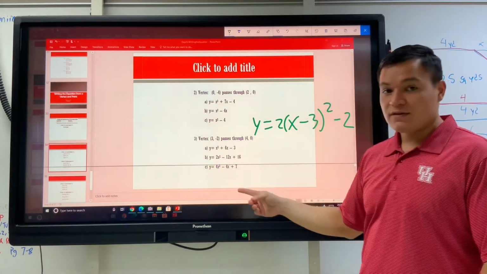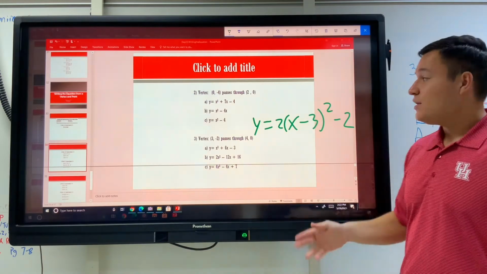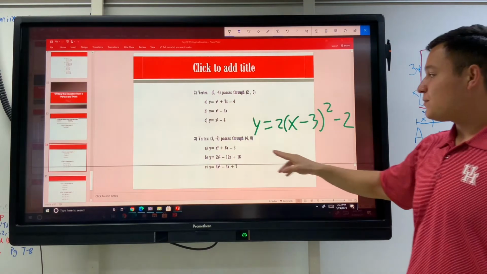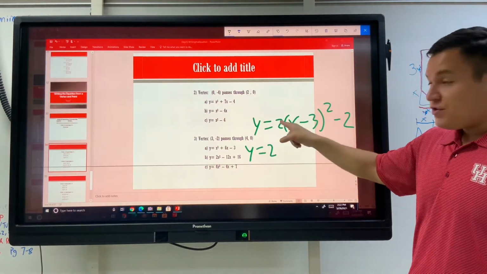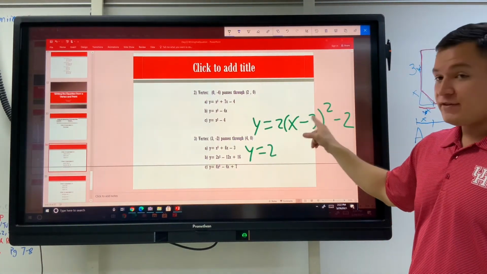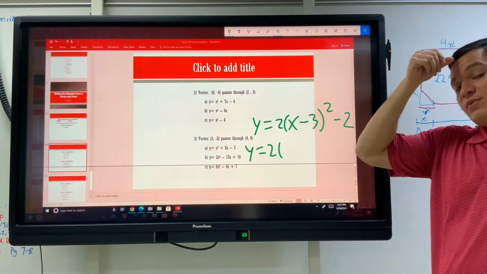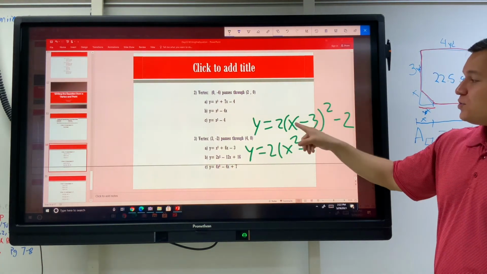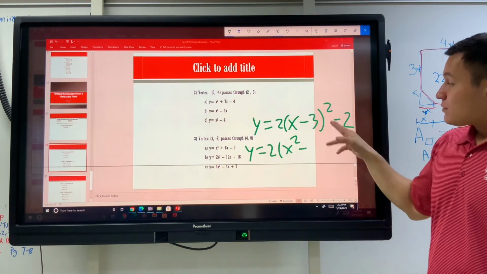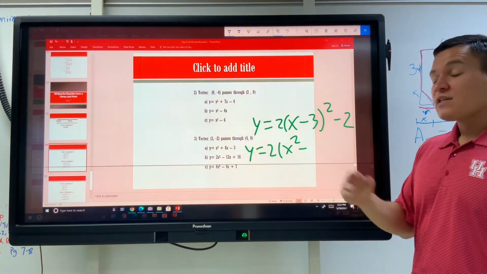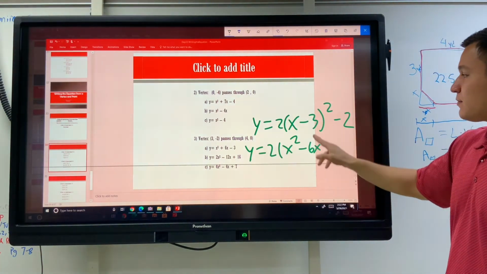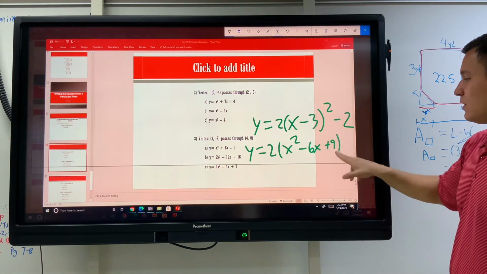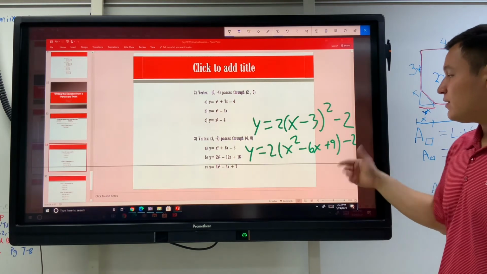But look at these answer choices. The answer choices aren't even in vertex form. So we have to do one more thing. We need to simplify this power and then distribute that 2. The 2 is off to the side. You have to do the power first, that exponent. If you remember the perfect squares, it's going to become the first thing squared minus 2 times the first value times the second one. 3 times x would make 3x, times 2 makes a 6x, and then the 3 squared becomes a plus 9, and then we have this minus 2 off to the side.